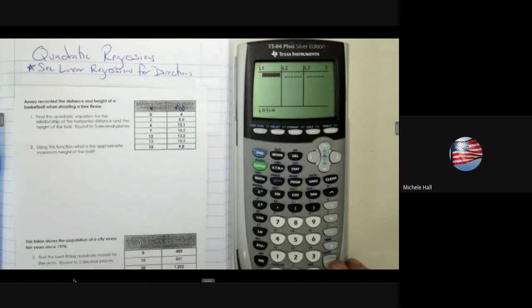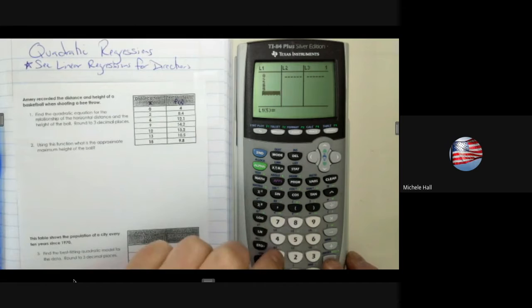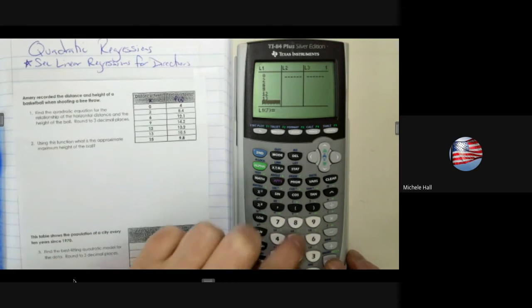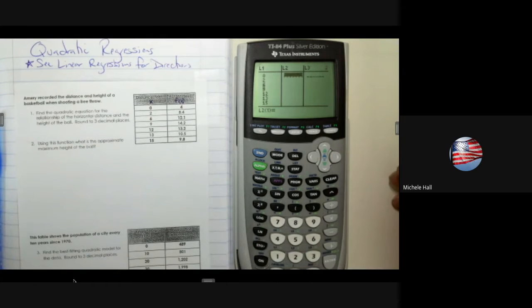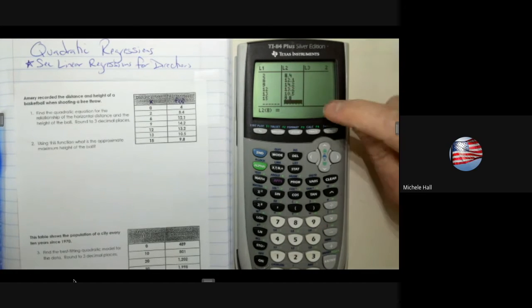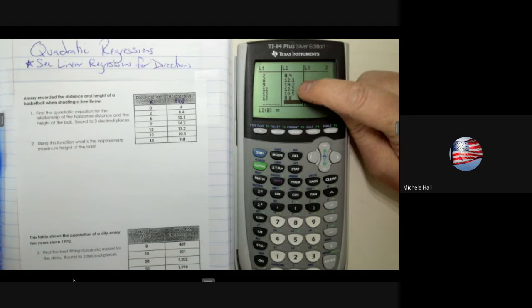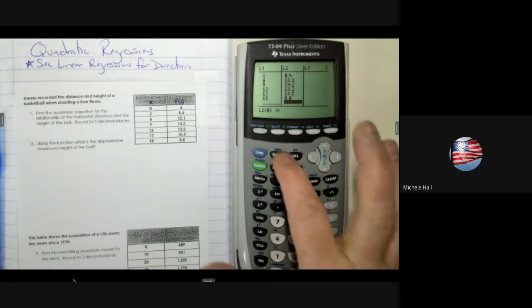So list 1: 0, 2, 6, 9, 12, 13, and 15. Going over to list 2 for my Y values: 4, 8.4, enter, 12.1, enter, and so on. Let's see, I'm just checking my list. They're all paired up with each other, and I'm going to quit.